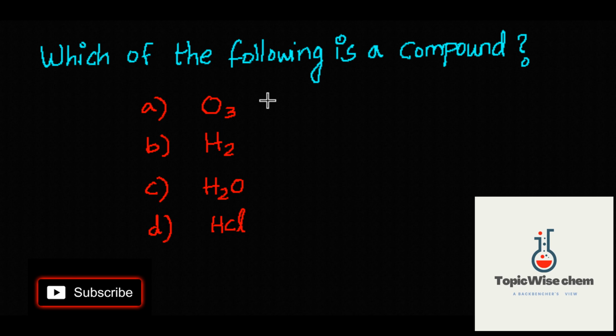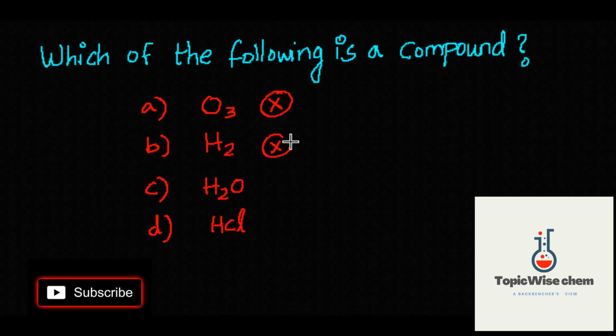Look at the first option, O3. Clearly there are three atoms involved here that are oxygen atoms, and you can see that they are all similar atoms: oxygen, oxygen and oxygen. In this case it is a molecule because by definition, a group of atoms bonded together is a molecule. When I say a group of atoms, that means two or more atoms combined, it is called a molecule. So O3 is a molecule because there are three similar oxygen atoms bonded together.